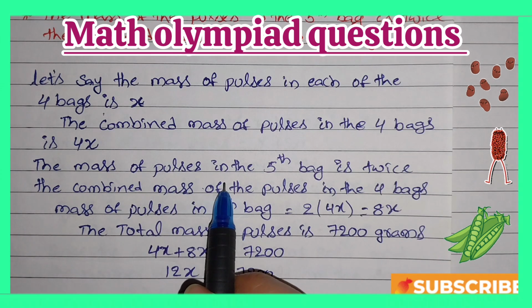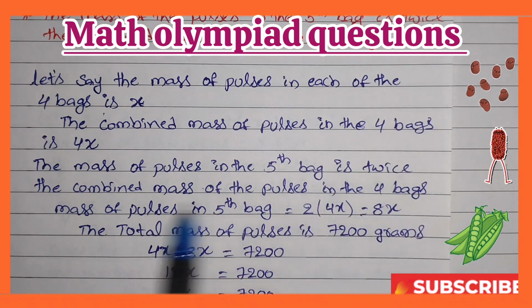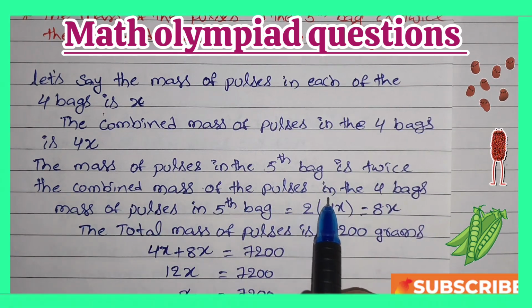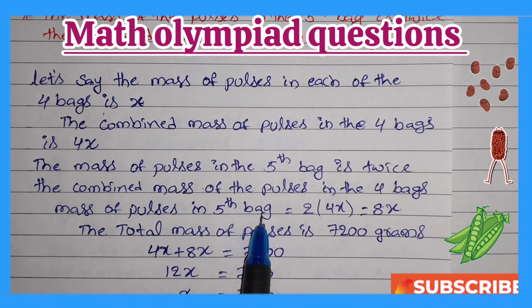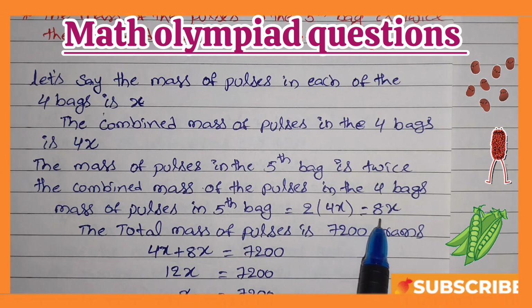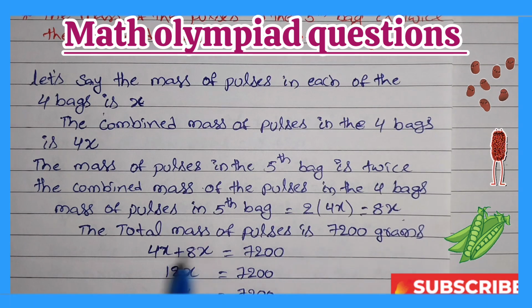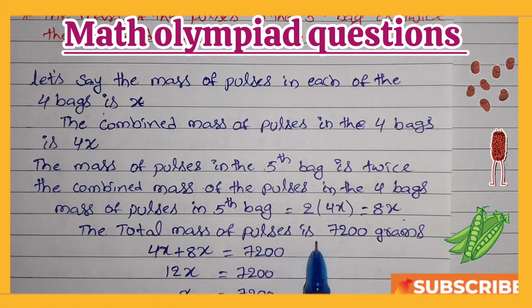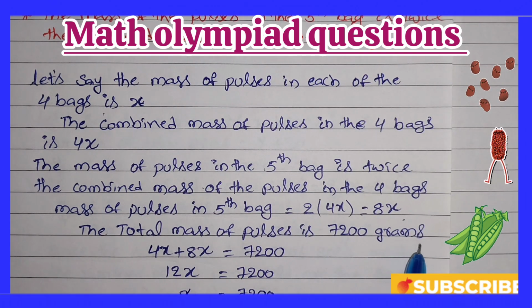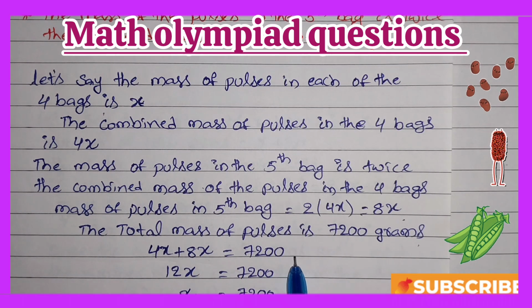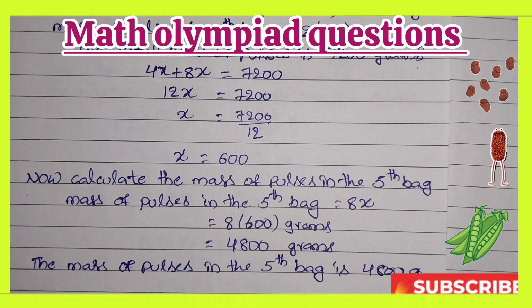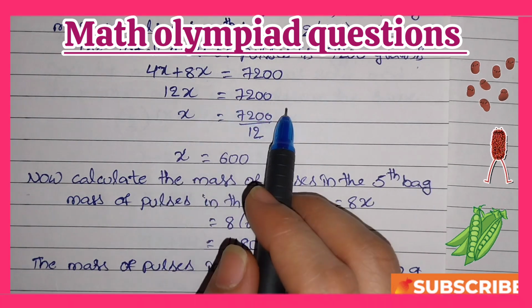The mass of pulses in the fifth bag is twice the combined mass of pulses in the 4 bags. Mass of pulses in the fifth bag equals 2 multiplied by 4x, which equals 8x. The total mass of pulses is 7200 grams. So 4x plus 8x equals 7200. 4x plus 8x equals 12x equals 7200.